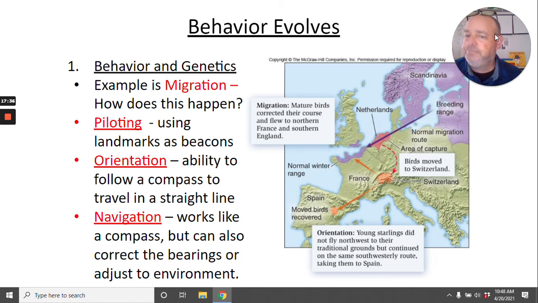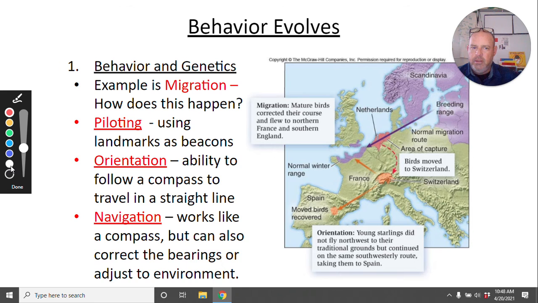Behavior can evolve. We're going to use a little migration pattern to look at how this might be. So a couple of terms for you. As far as migration is concerned, you have piloting, which is using the landmarks as beacons, kind of like what the wasps were doing. Orientation is the ability to follow a compass, basically, and travel in a straight line. And navigation is just like orientation, but you're able to course correct. You're able to, if you do get blown 100 miles off course, can you get back? And so let's look at this little experiment they did.